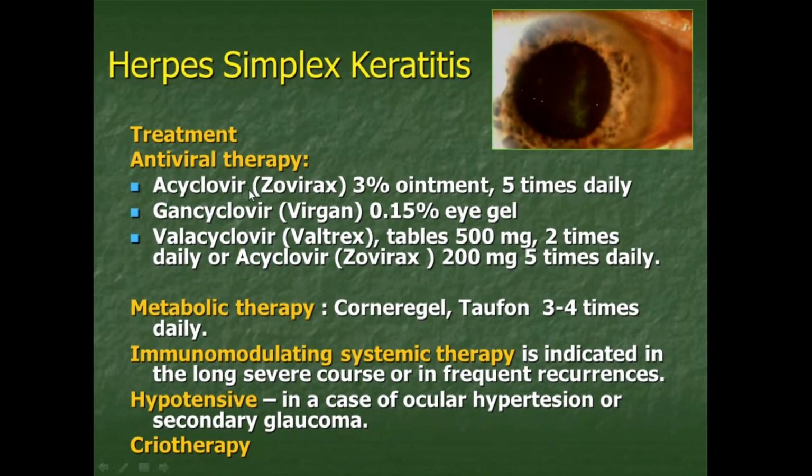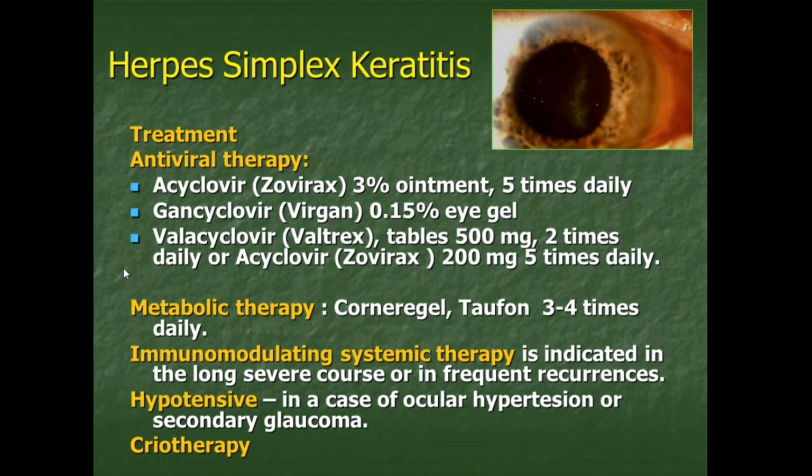Okay, as for the treatment of herpes simplex keratitis, we have a specific local treatment, antiviral substances. It may be acyclovir or company name Zavirax, 3% ointment 5 times per day. Or we can prescribe ganciclovir, Virgan, 0.15% eye gel also 5 times per day. This is local treatment. It's a specific antiviral treatment.